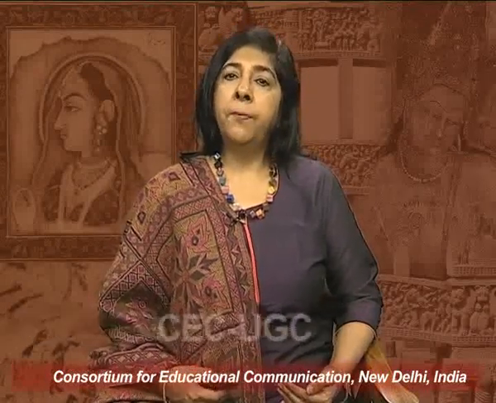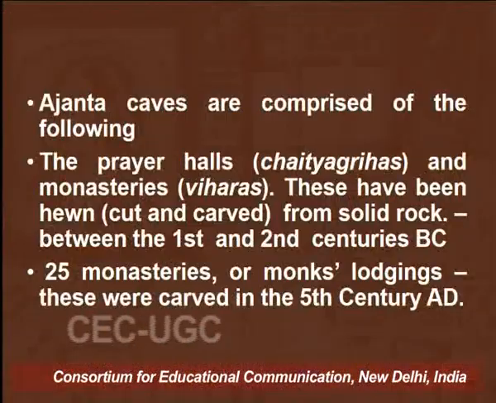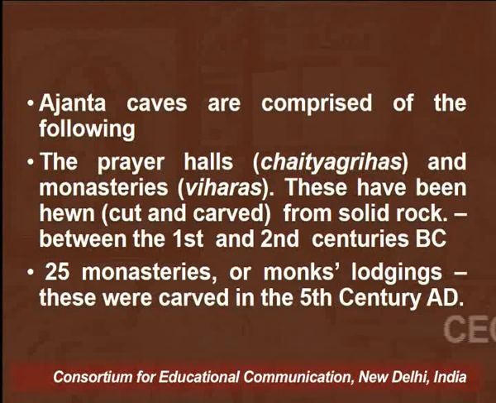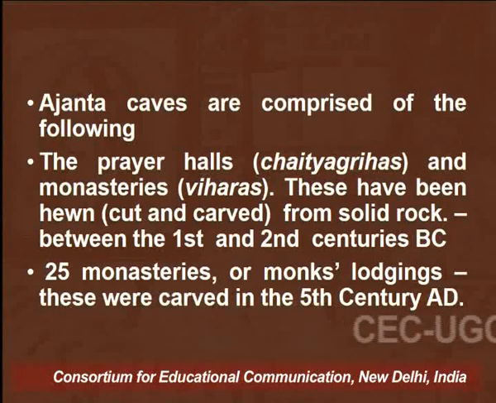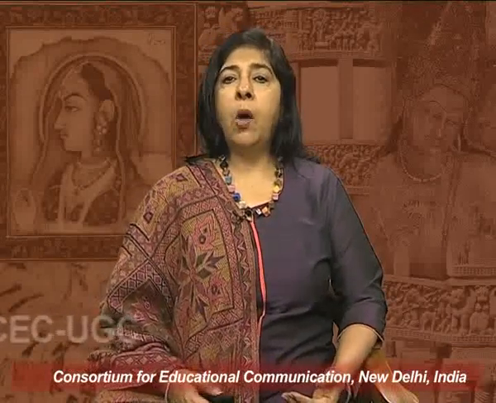Ajanta caves are comprised of the following structures. One is the prayer hall, the Chaitya Grihas, and then there were monasteries or the Viharas. These have been cut and carved from solid rock between the 1st and 2nd centuries BC. So you see the evolution of this structure started much earlier, and 25 monasteries, the residential lodgings of monks, were carved around the 5th century CE.